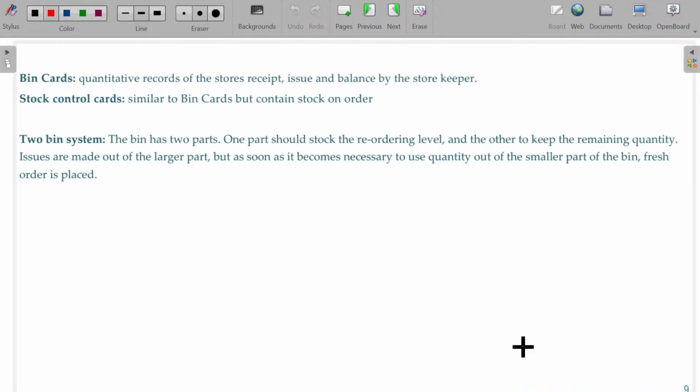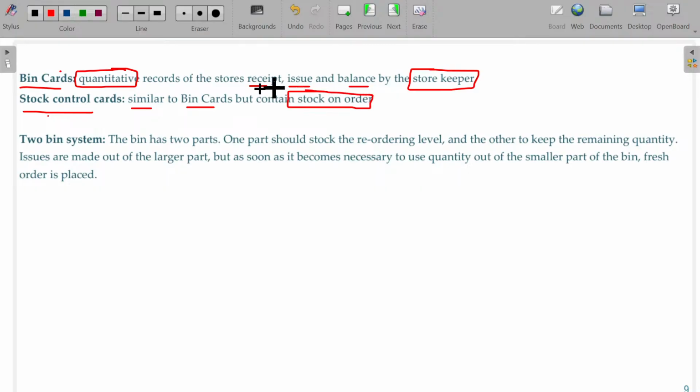Okay. You have to understand the difference between bin card and stores control card. Bin card is prepared by the storekeeper. It is used to record receipts, issues, balances of quantity only. But in case of stores control card, similar to bin card, but it contains stock and order also. Stock and order also. Okay. Stores control card.